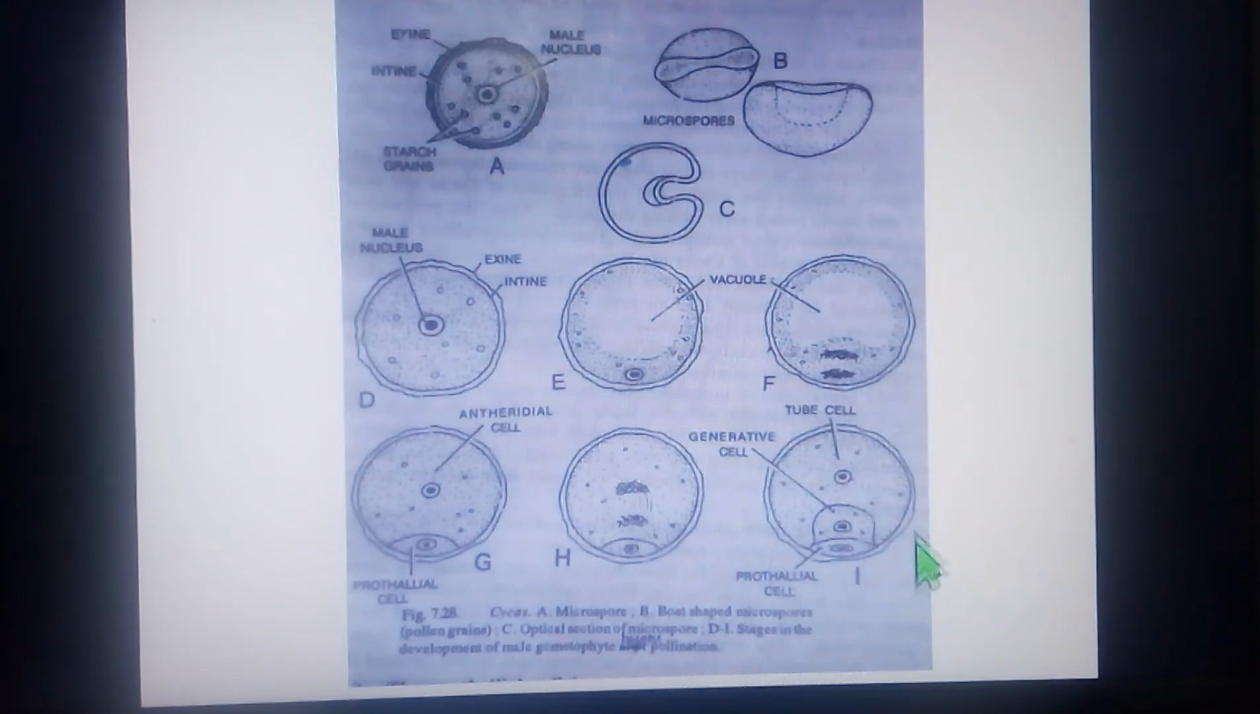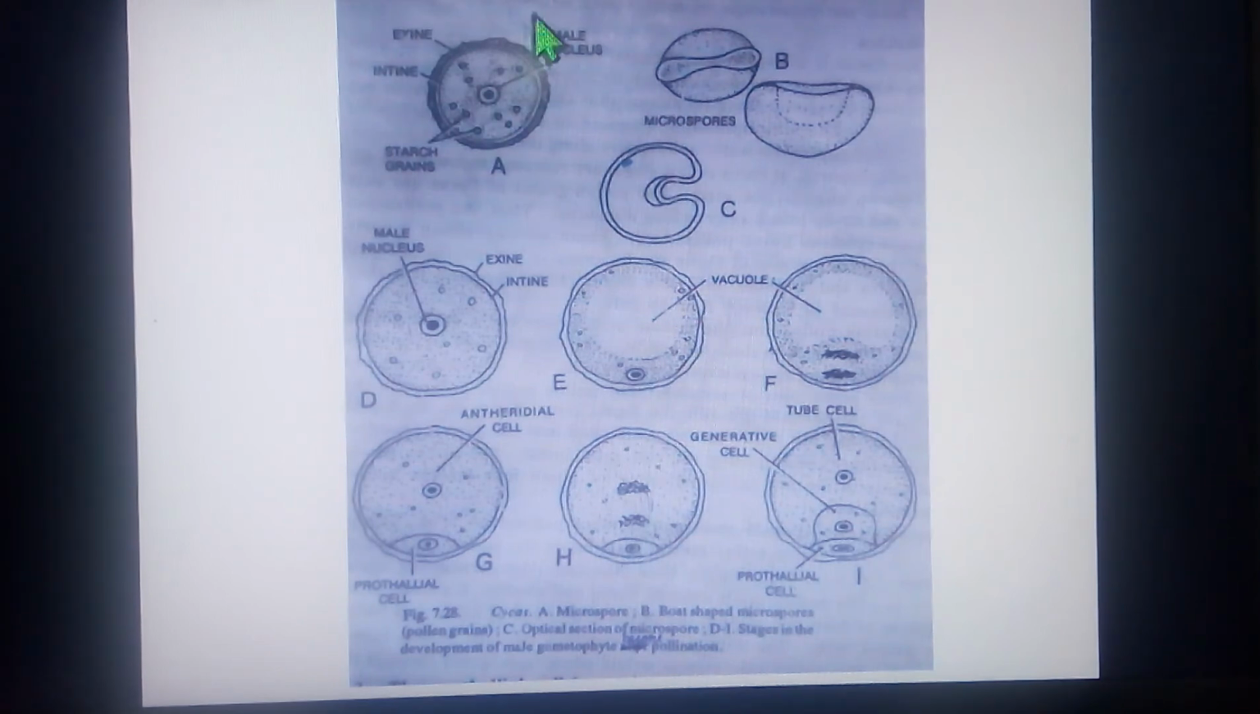So we have to remember that it is at this three-celled stage that the microspores or the pollen grains are shed from the microsporangia of the male cones and they are pollinated. So this is how the male gametophyte, the microspore, developed inside the microsporangium. Now it is at this three-cell stage that the male gametophyte or the microspore will be released from the microsporangia and are pollinated.